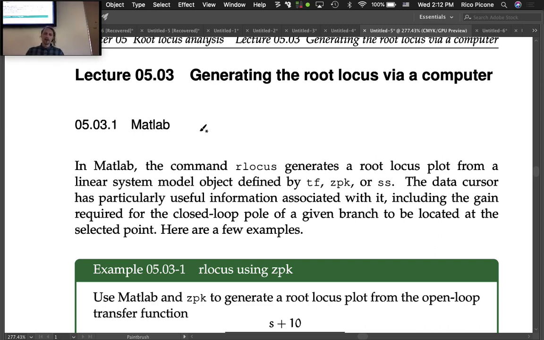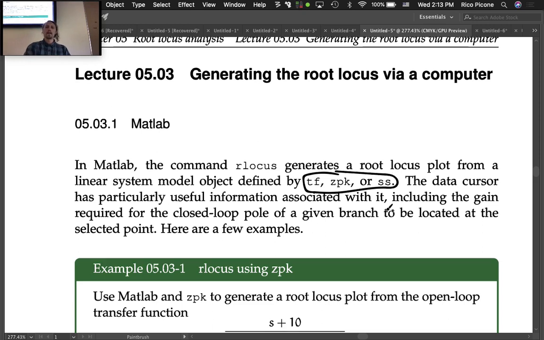In Matlab, the command rlocus generates a root locus plot from a linear system model object defined by one of the three commands that we've learned: TF, ZPK, or SS. If you have a transfer function in polynomial form, in descending order of powers of s, then TF is your way to go. If the polynomials are factored out so you can see the zeros and the poles, or if you just know the zeros and the poles of the open loop transfer function, define it with ZPK, and we'll do an example of TF and ZPK in class today. Or SS, if you have a state space model with your A, B, C, D matrices, which we learned to generate from the linear graph modeling technique.